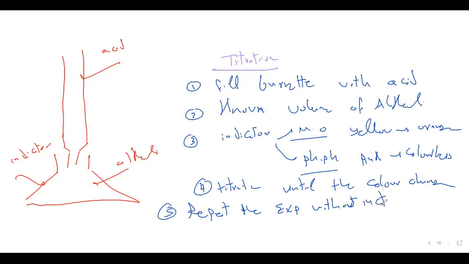After that, crystallization: heat, cool, filter, dry for the filtrate. So fill the burette with acid, take a known volume of alkali, then add a suitable indicator, methyl orange or phenolphthalein, then start titration until the color changes, repeat the experiment without indicator, and then make crystallization.